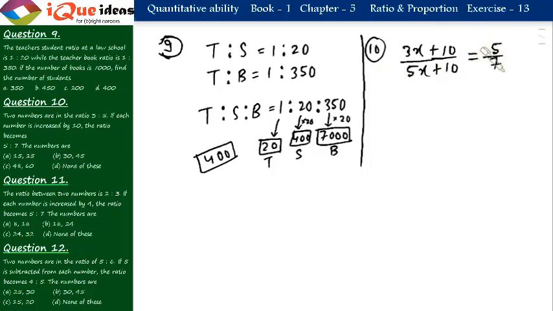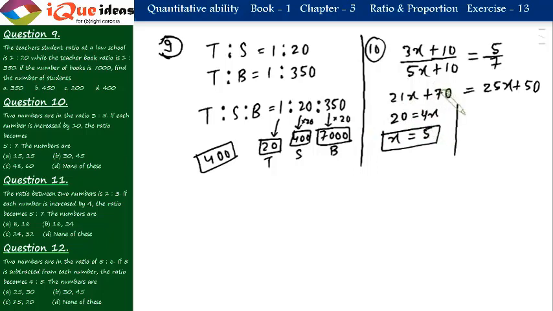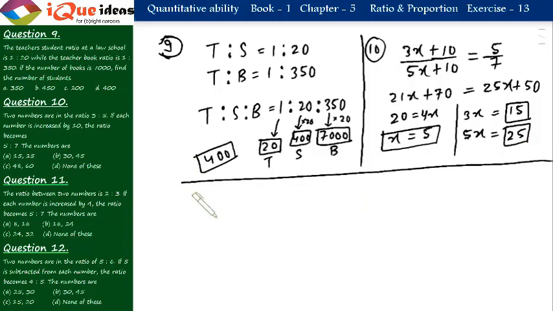If you cross multiply and solve, you'll get the value of x. It is 21x plus 70 equal to 25x plus 50. So that means 50 comes to the left side, 21x goes to the right side. So we have 20 equal to 4x, x equal to 5. Once you get the value of x, the original numbers are 3x and 5x. 3x will be 3 into 5, which is 15, and 5x would be 5 into 5, that is 25. The original numbers are 15 and 25. Okay, so that is question number 10.